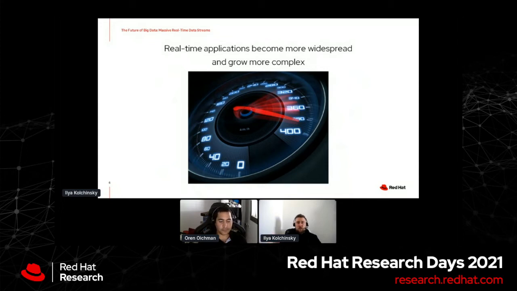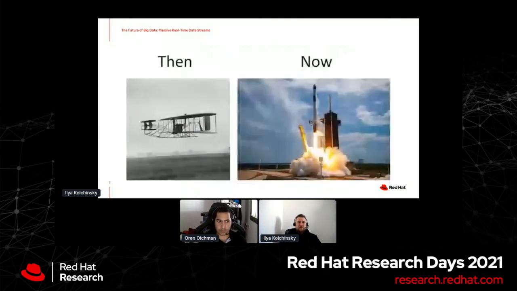Now, this is not something new, of course, and real-time applications have been with us since a long time ago in systems like, for example, autopilot systems in airplanes or manufacturing systems in factories and plants. But recently, a number of new trends have emerged that caused a huge explosion in the demand for real-time applications.